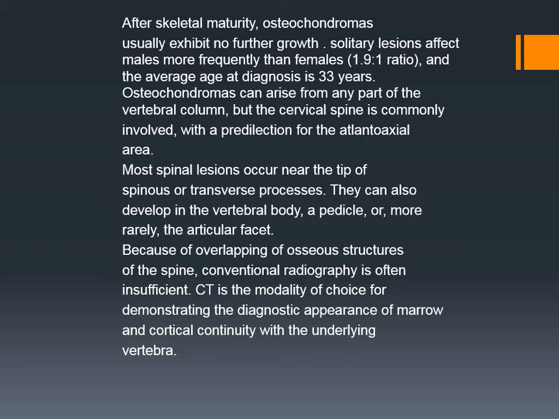Osteochondroma can arise from any part of the vertebral column, but the cervical spine is most commonly involved, with a predilection for the atlantoaxial area. Most spinal lesions occur near the tip of the spinous process or transverse process. They can also develop in the vertebral body, apophyseal joints, or more rarely the articular facets. Because of overlapping osseous structures of the spine, conventional radiography is often insufficient. CT is the modality of choice for demonstrating the diagnostic appearance of marrow and cortical continuity with the underlying vertebra.